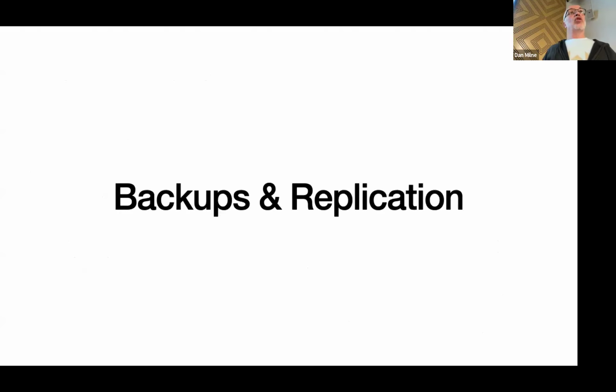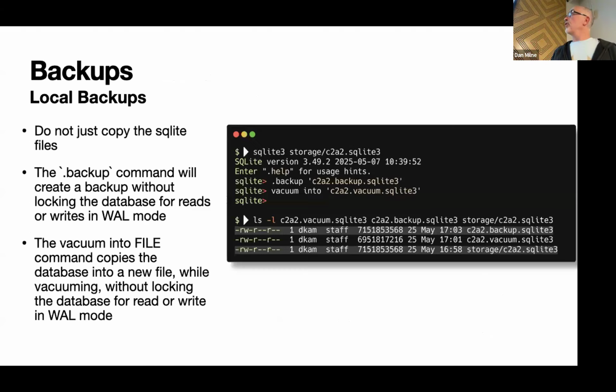A few weeks ago, we had John here talking about Rails 8 features, and one of the things he mentioned was that he wasn't sure how you do a backup with SQLite. The good news is that there are a plethora of ways to do backups with SQLite. There is the backup command, the .backup. That will create a byte for byte copy of the database.